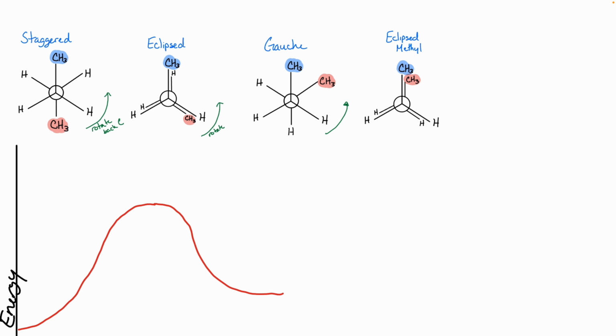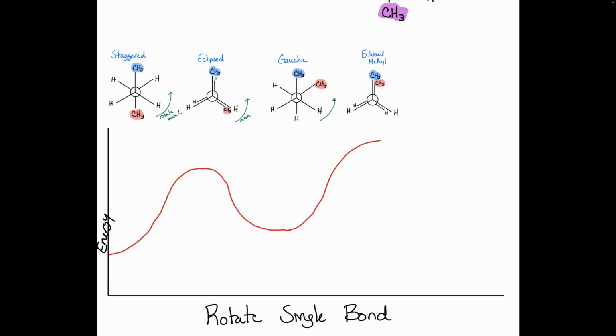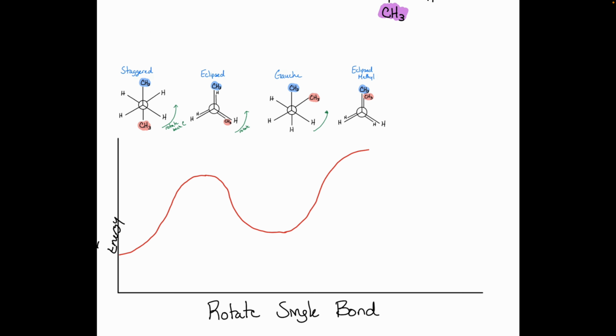What do we think about that compared to our other eclipsed state? Is it going to be higher or lower energy? It's going to be higher because, again, those big groups do not want to be next to one another. So again, we're going to start raising in energy here, but now we're going to plateau even higher than where we were before. I did not manage my space very well.